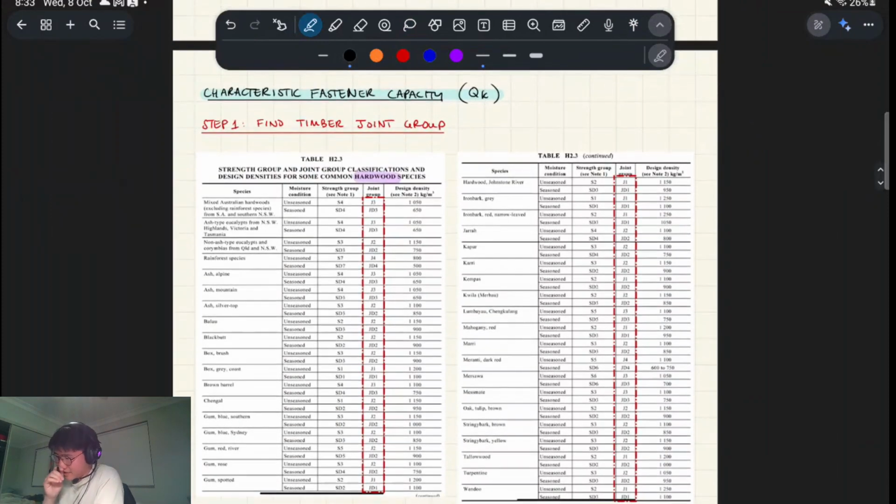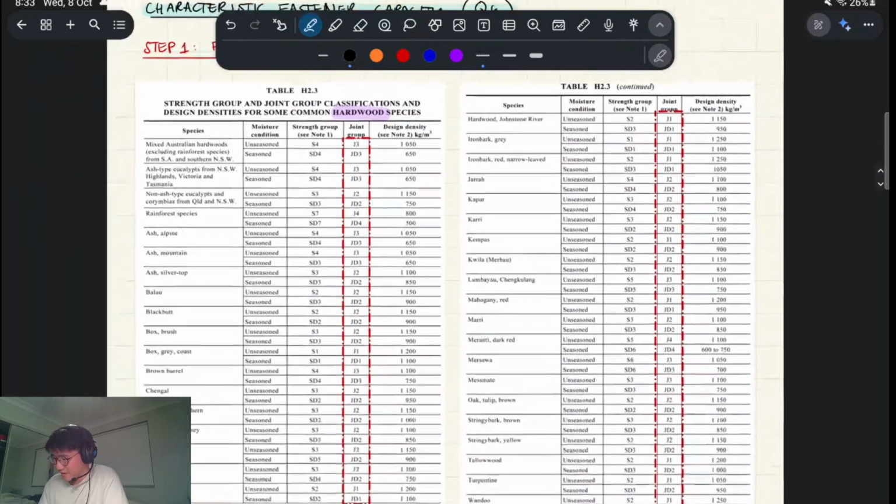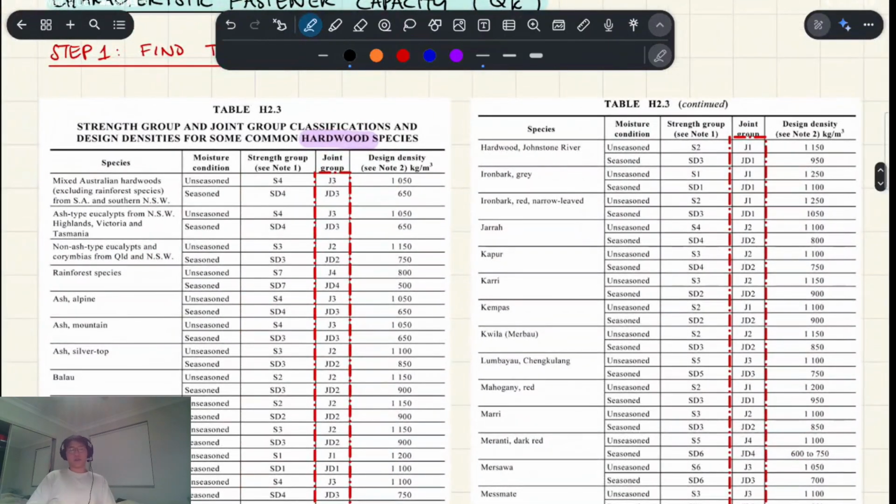Okay, so moving on to QK. As I alluded to earlier, this depends on the species of timber you have, but this is different to what grade it is. If you remember, MGP comes in MGP 10, 12, 15, and I think it might go higher. F grade timber, I think it starts at 6 or 8 or whatever it was, and it goes up. But regardless of its stress grade, it also has a strength group and a joint group, and we're going to be referring to the joint group here.